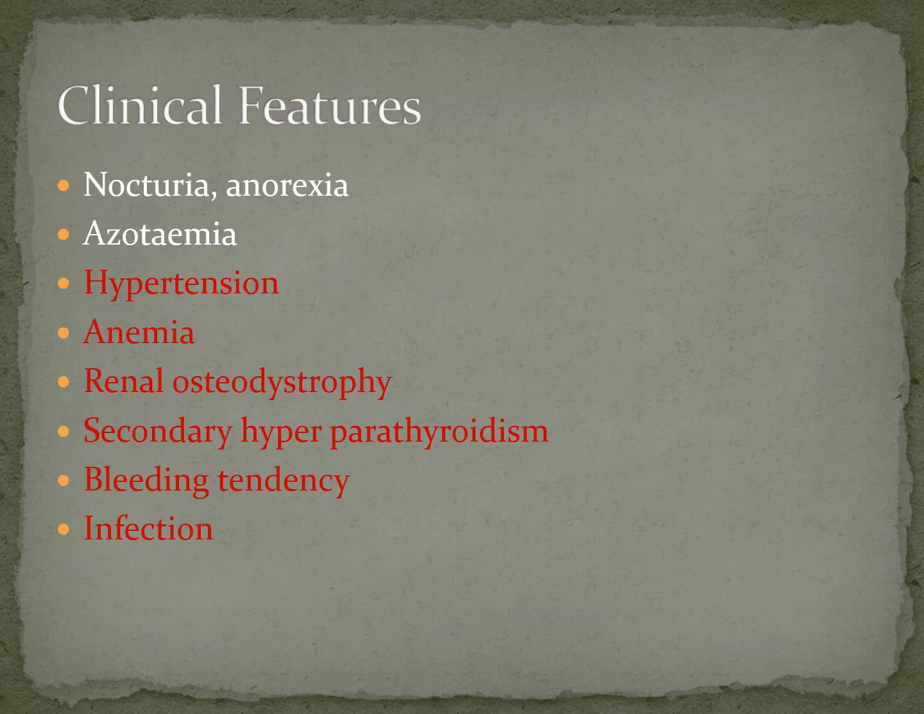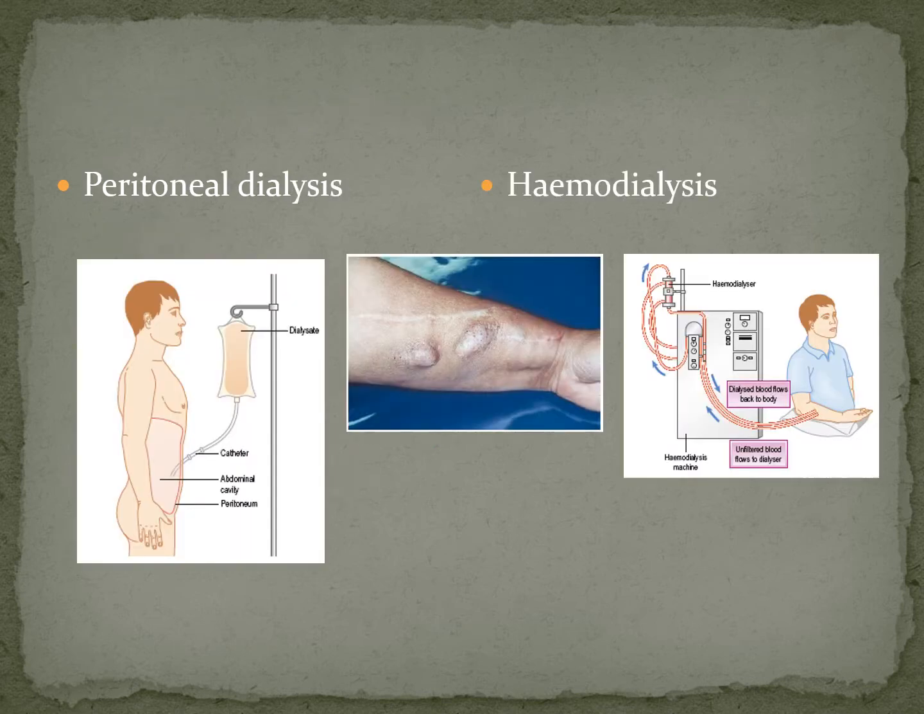The clinical features we can see are nocturia, which is when the patient wakes up at night to pass urine, and anorexia, the loss of appetite, and azotemia, that is elevated blood urea nitrogen and serum creatinine level. Hypertension will be there, the patient has high BP, anemia, renal osteodystrophy, secondary hyperparathyroidism, bleeding tendency, and infection. These are the most common clinical features we can see in kidney failure patients.